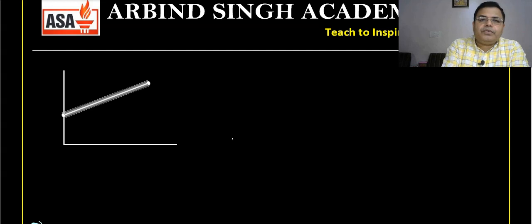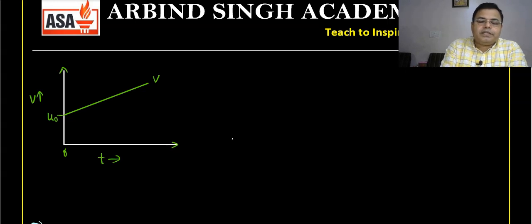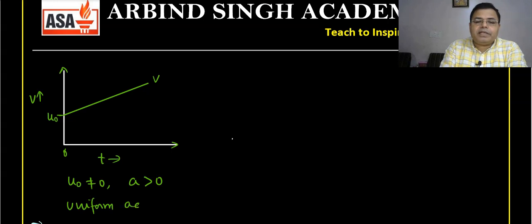Some graphs are there. Say this point is the initial velocity u naught, and the final velocity is v. Here this is a straight line, so it represents uniform acceleration where u is not equal to zero. The initial velocity is not equal to zero, and acceleration is positive. That is uniform acceleration here.